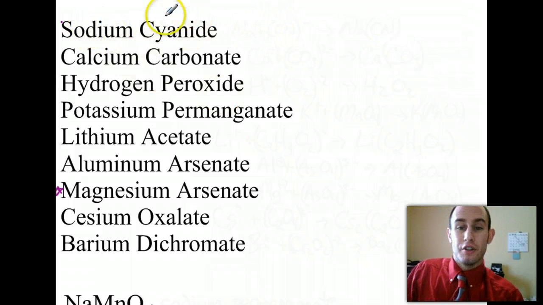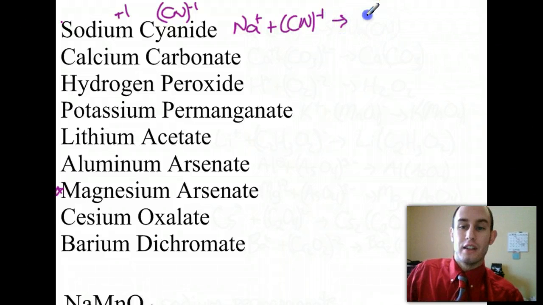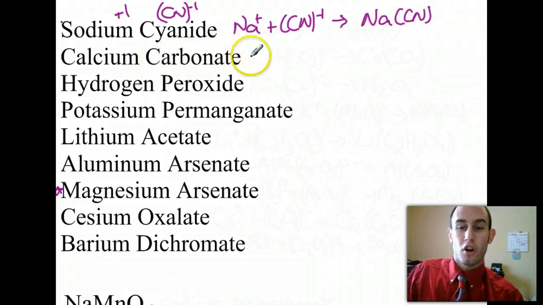Sodium cyanide. You need to know that cyanide is CN and it has a -1 charge. Again, I always put my polyatomic in parentheses because the charge is indicating the entire compound. Sodium, group 1A metal, is going to be +1, so it ends up being an Na+ with a CN -1 charge. That yields me NaCN, balanced compound. Let's try calcium carbonate.